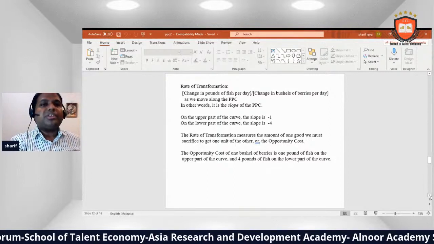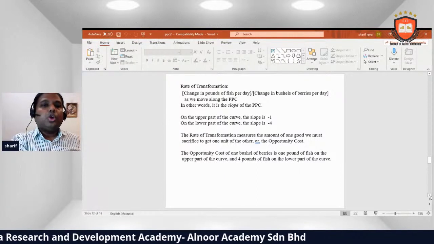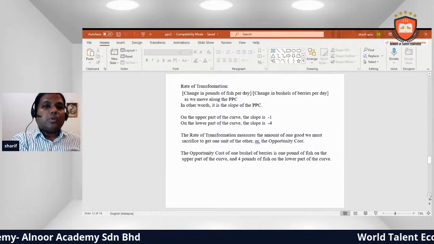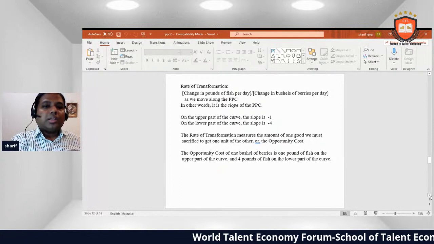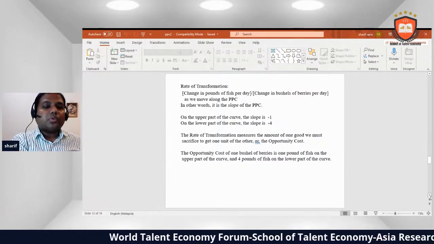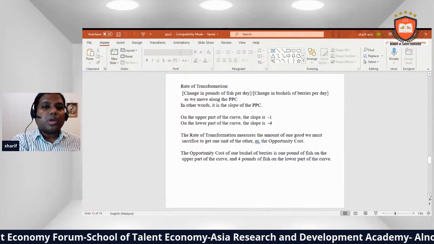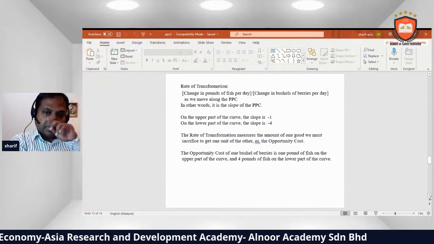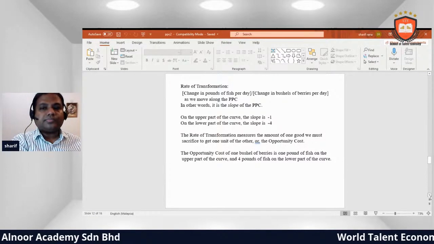Rate of transformation: change in pounds of fish per day over change in bushels of berries per day as we move along the PPC. In other words, it is the slope of the PPC. On the upper part of the curve, the slope is 1. On the lower part of the curve, the slope is -4. The rate of transformation measures the amount of one good we must sacrifice to get 1 unit of the other, or the opportunity cost. The opportunity cost of a bushel of berries is 1 pound of fish on the upper part of the curve and 4 pounds of fish on the lower part of the curve.